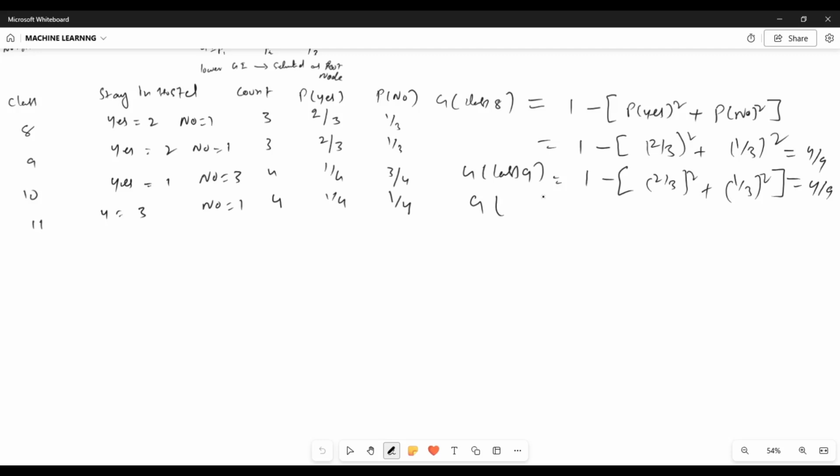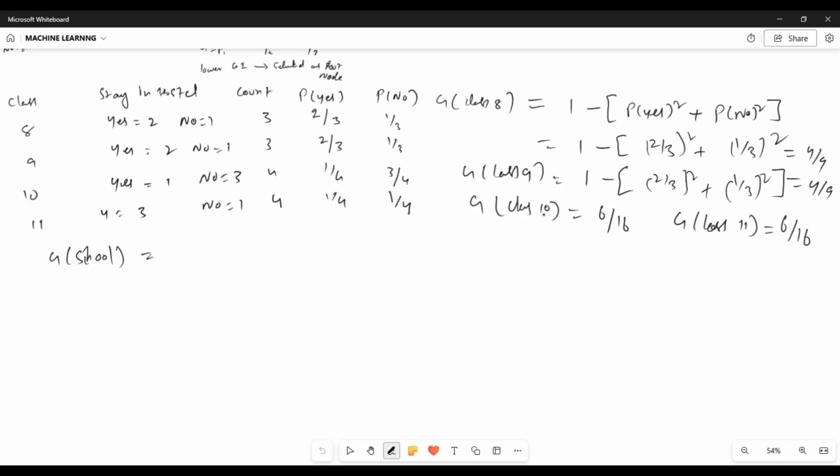Similarly, we are going to calculate class 10 here, which will come to 6 by 16, and G of class 11, which will come to 6 by 16. So now we have calculated the individual values. Now we need to compare the Gini index for all the students. What is the average over all the students? The entire school we are going to find out. So how to find it out?